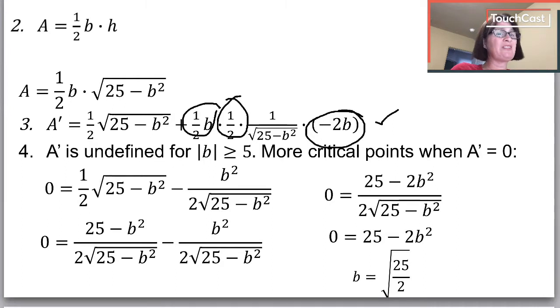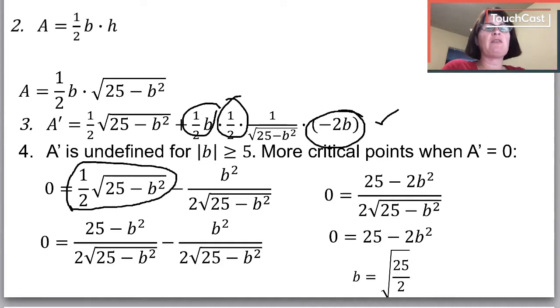The way to solve this equation is to get a common denominator. So I multiplied top and bottom of this first term. It doesn't seem like a fraction, but I thought of it as a fraction. Multiply top and bottom by the square root of 25 minus b squared. So here's this 2, which is already in the denominator.